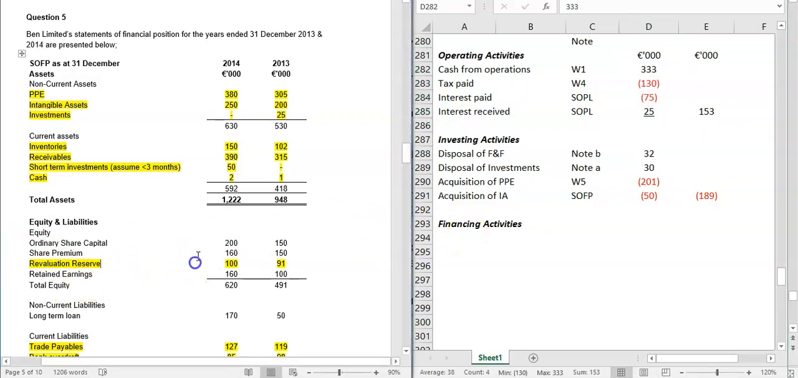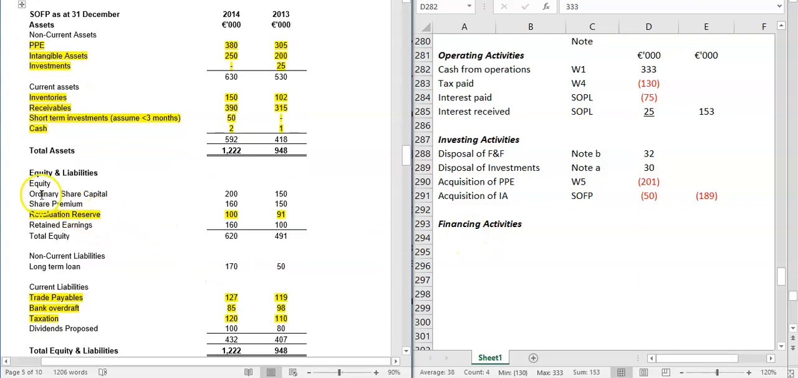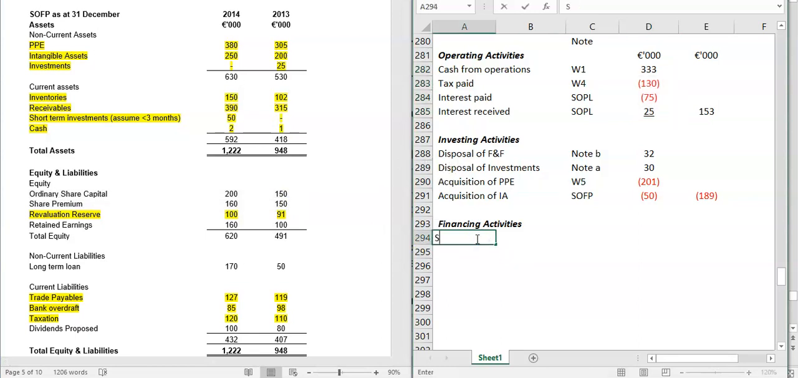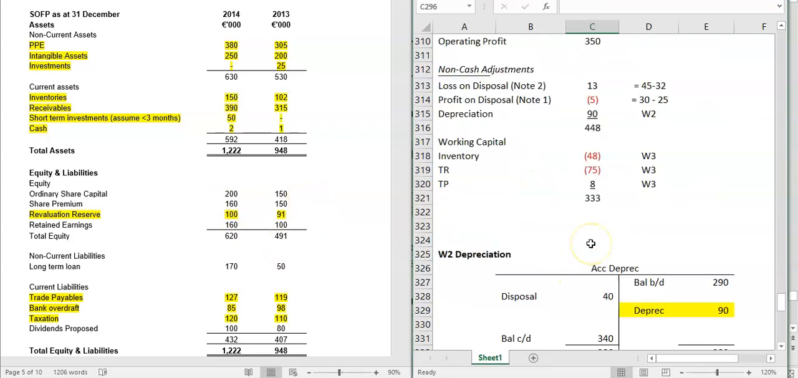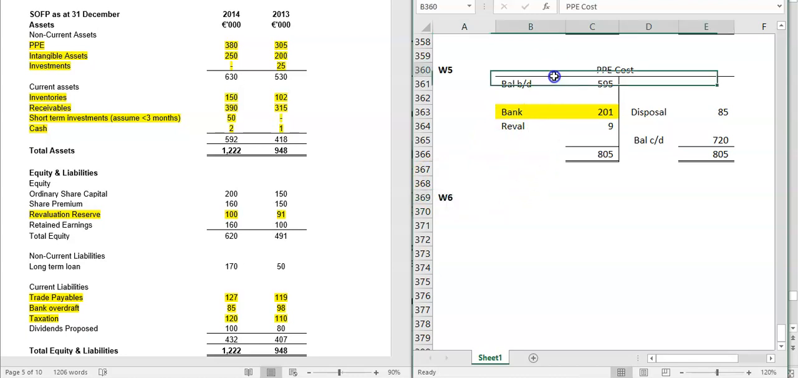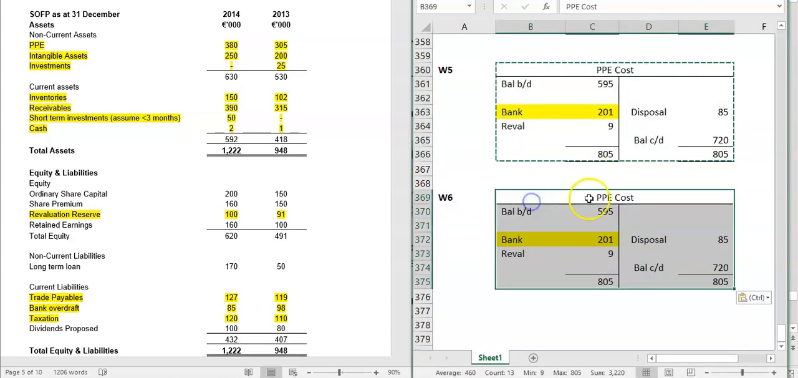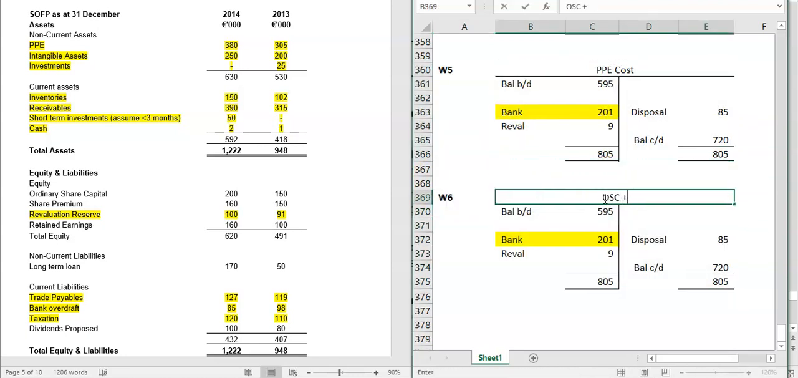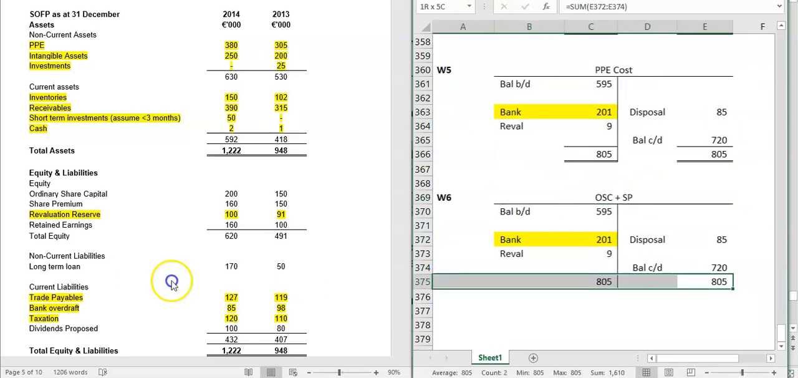For financing activities then, we're looking here at, for example, ordinary share capital and share premium. So we'll do a T account for this, and we're going to look at a share issue. And we'll look at working 6 here. We know it's a share issue because both of them have increased. And you usually look at them in the same T account, working 6. So I'm going to look at them combined because the transaction impacts the same accounts. So ordinary share capital plus share premium. So you look at them together.